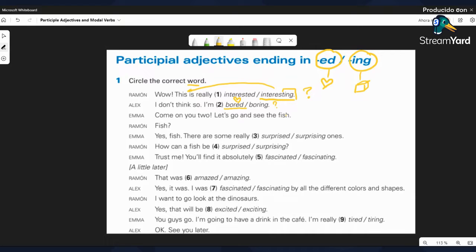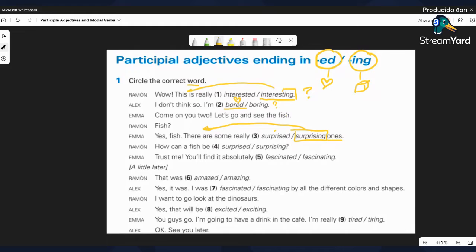Come on, you two, let's go and see the fish. And Ramon says, fish. And Emma answers, yes, fish. There are some really surprised or surprising ones. Which one do you think is the correct answer? Surprised or surprising? Correct, exactly. There are some really surprising ones. So remember that I'm describing something. I'm describing the fish.